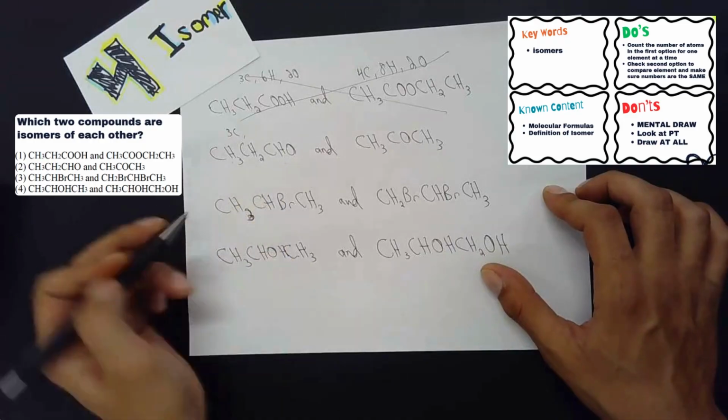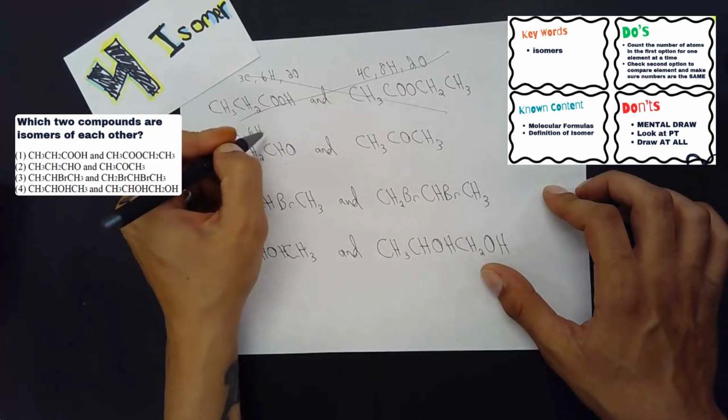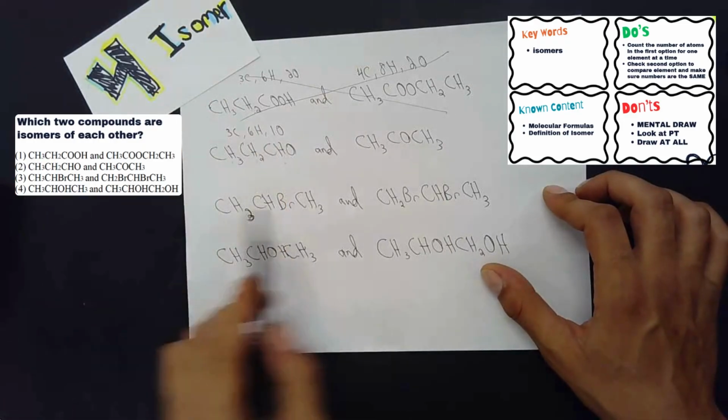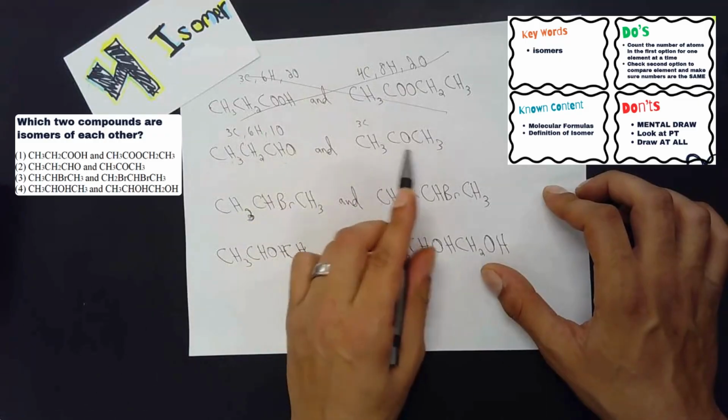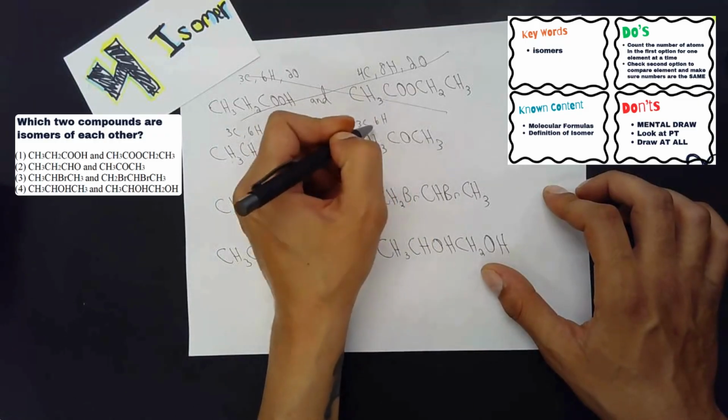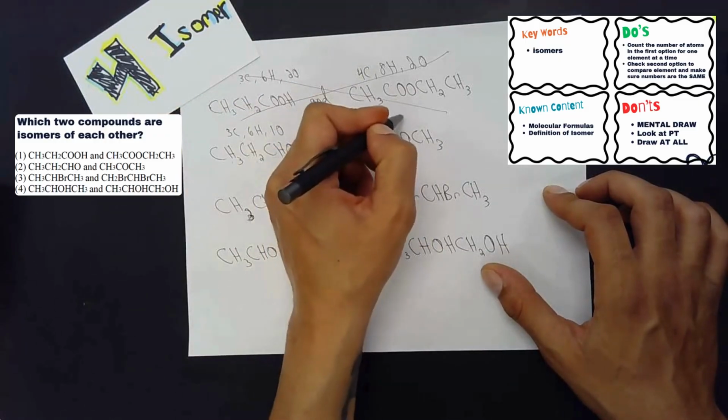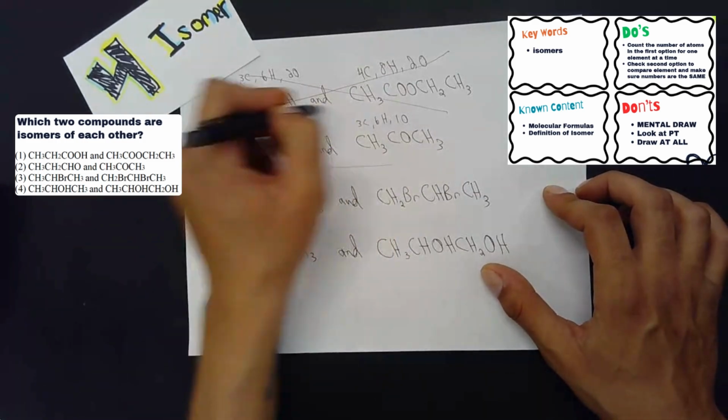Next one, we have 3 carbons, 6 hydrogens, and 1 oxygen. On this one, we have 3 carbons, 6 hydrogens, and 1 oxygen. This is going to be our answer.